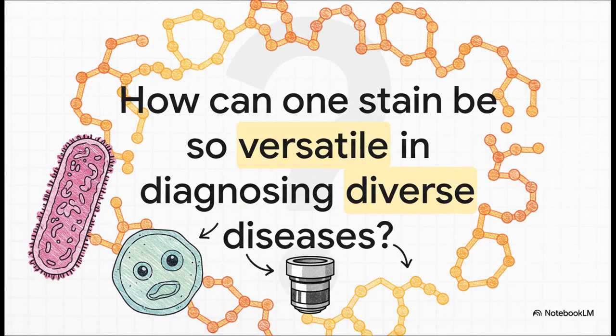Which kind of brings us full circle to a final thought. How is it possible that one single staining technique can be so versatile? How can it help us diagnose everything from tuberculosis to parasitic infections? Well, the answer lies exactly where we started, in that unique, waxy mycolic acid cell wall. It's a simple but absolutely brilliant evolutionary feature that's shared by more than one microscopic marvel.